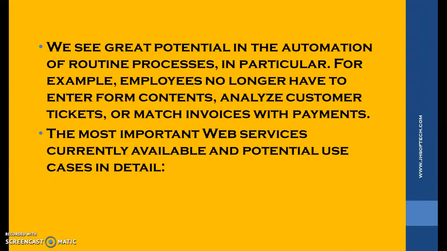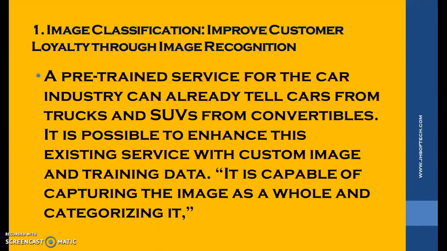The most important web services currently available and potential use cases in detail are as follows. The first one is image classification, which improves customer loyalty through image recognition. A pre-trained service for the car industry can already tell cars from trucks and SUVs from convertibles. It is possible to enhance this existing service with custom images and training data. It is capable of capturing the image as a whole and categorizing it.